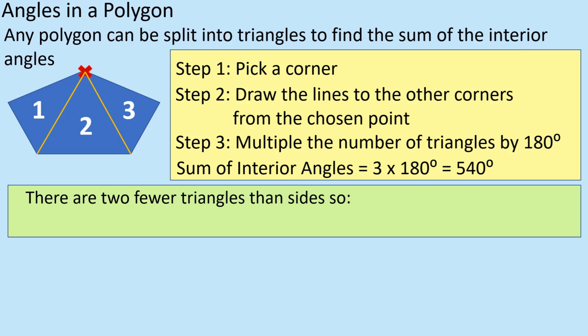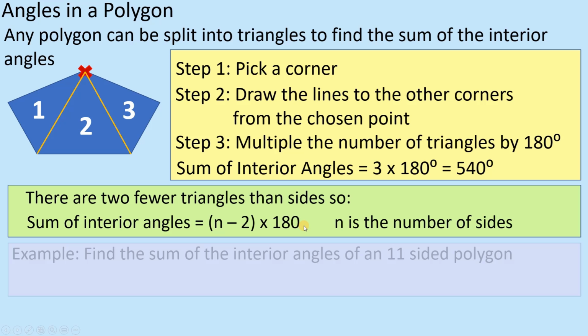So if we're going to write a formula for the sum of interior angles, I would say n, which is the number of sides, take away 2, times 180, and that is going to give me my sum of interior angles, the ones that add up. So n is the number of sides.